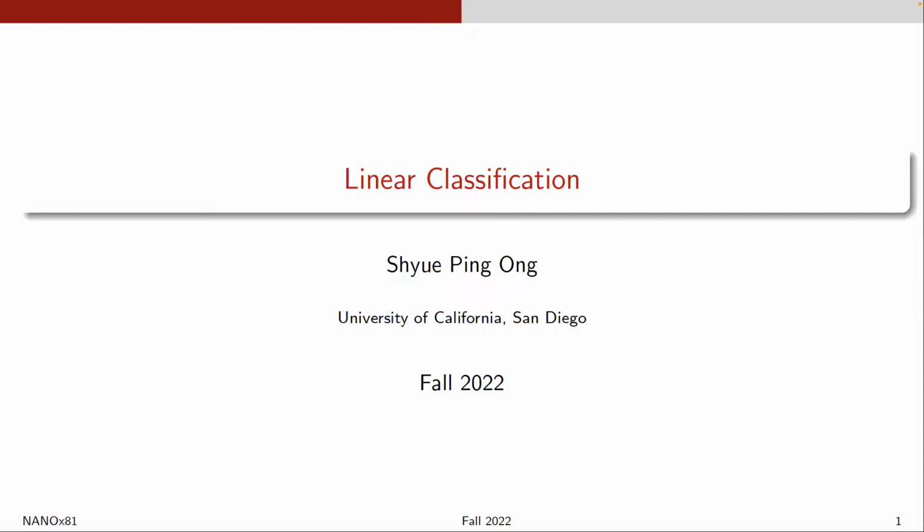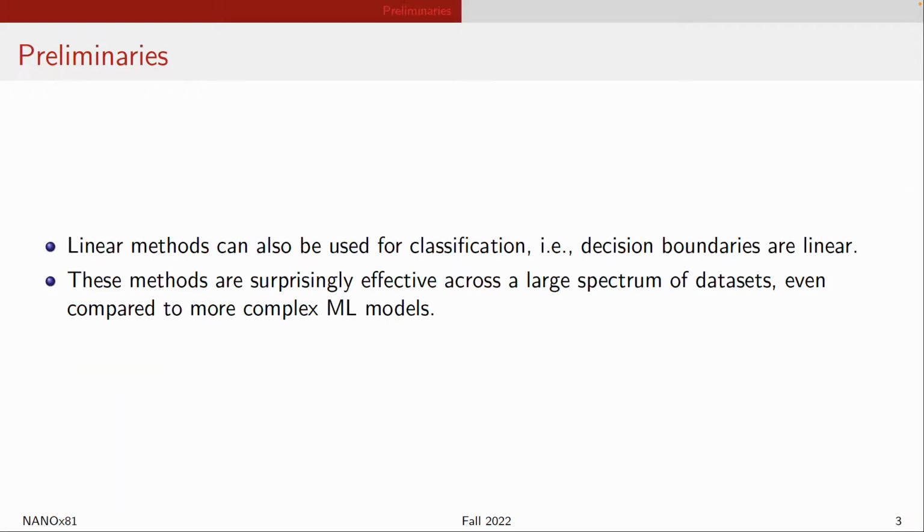So those are just two classes, right? So you may want to predict whether something is a superconductor or a non-superconductor. Again, that is a classification, right? So linear methods can also be used for classification as well, okay?